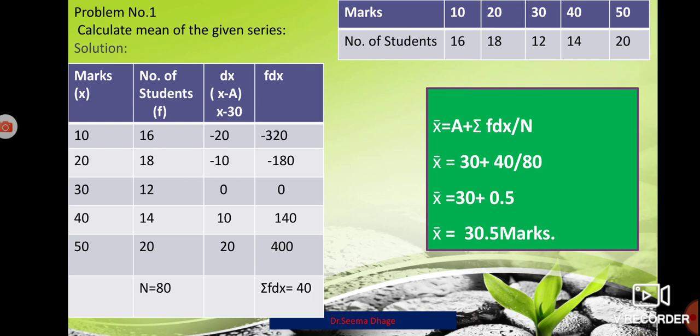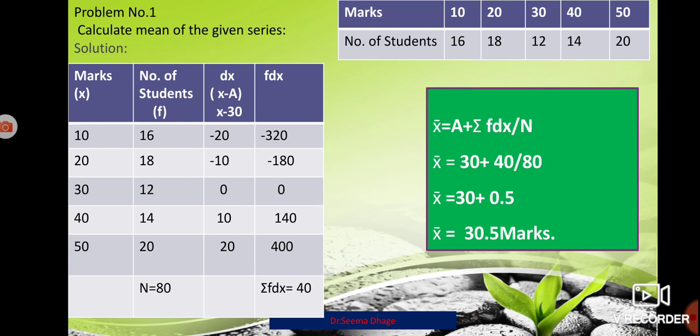Now we will take the deviations of the variable x from the assumed mean a, and denote these deviations x minus a by dx, and we will enter the same in a column headed dx. So x minus a means variable minus assumed mean. So for the variable, first 10 minus 30 is minus 20. After that 20 minus 30 is minus 10, 30 minus 30 is 0, 40 minus 30 is 10, 50 minus 30 is 20.